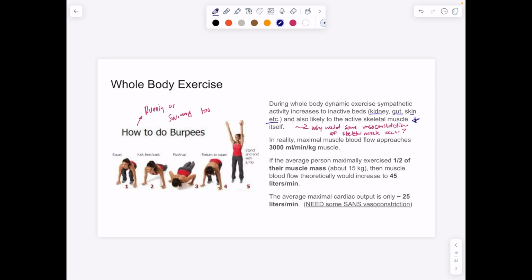And so the idea is that if you were to have maximal blood flow, complete vasodilation, you have the ability for that max blood flow to be this huge number, 3,000 milliliters per minute per kilogram of muscle. And for a person with like 50 kilograms of muscle, this is a very big number. So if the average person is maximally exercising half of their muscle mass, then the blood flow theoretically would be 45 liters per minute. However, the heart is just not capable of producing that much blood flow, so you need some vasoconstriction from the sympathetic nervous system. It can't just be completely vasodilation.